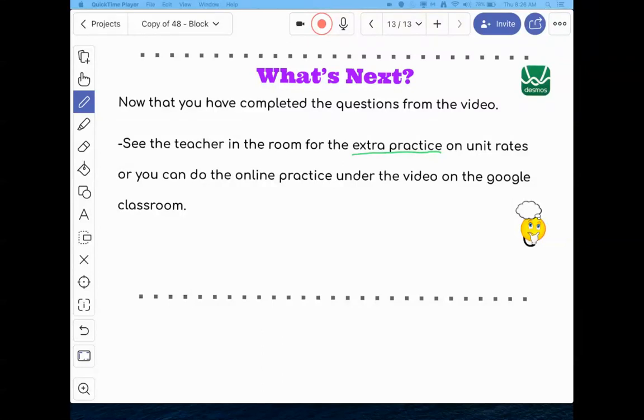I do have colors in the room. You can tell the teacher that it's okay to go grab the colors or markers that are in the back room. They're in one of the doors in the very bottom of my back cupboards, I think in the middle or closer to the wall. You'll see those. If not, there is also an online practice under the video that you just watched. You can choose either one of those and make sure that you're doing your best today. And if you have any questions, make sure that you're asking the teacher in the room.